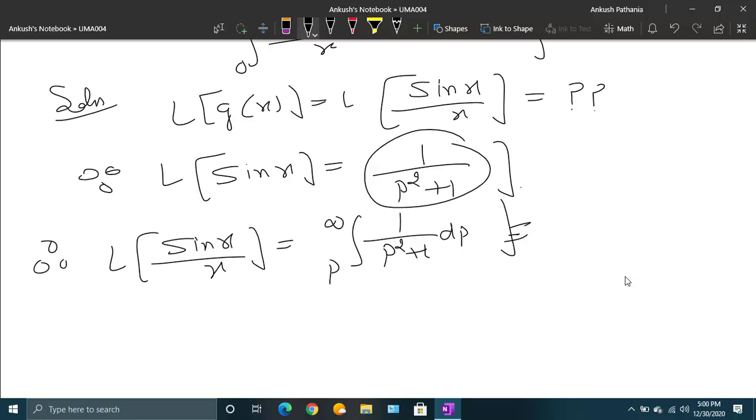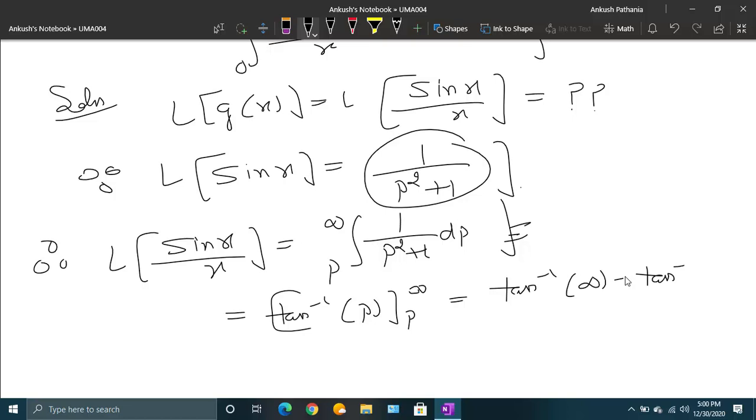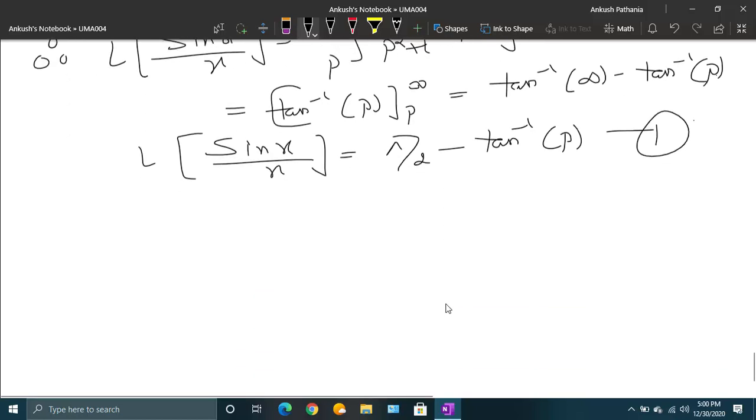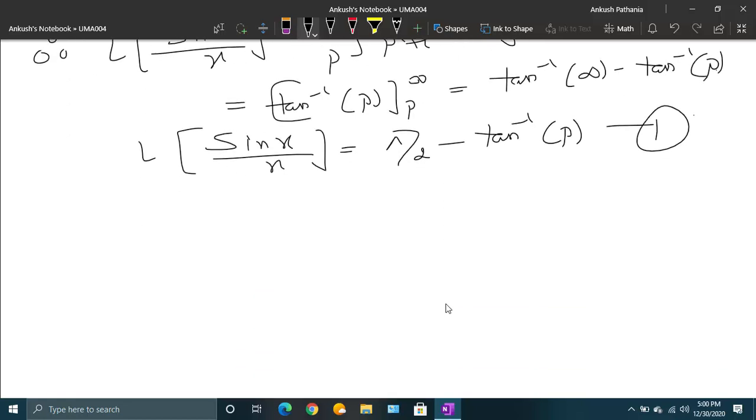Solving this, it will be tan inverse p from p to infinity, which is tan inverse infinity minus tan inverse p. So we got Laplace of sin x upon x is equal to pi by 2 minus tan inverse p. This is my equation number 1, because I now have to prove the second part. So the first part is done.